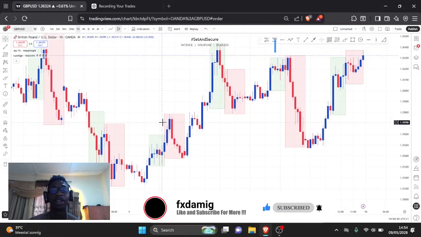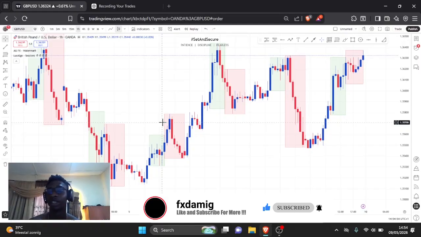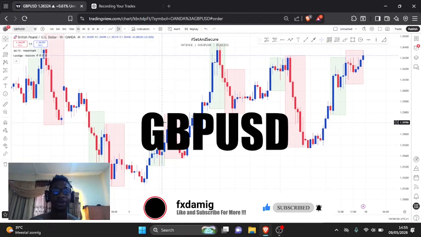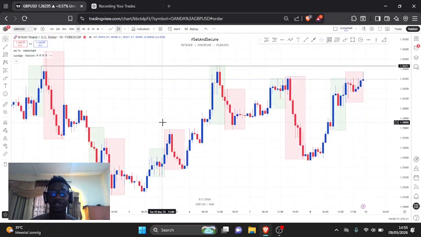Alright, my name is Alabanji. I've been a trader for the past 3 years now, and one of the pairs I've traded the most for over a year and a half now is the GBP USD pair. Why did I choose GBP USD? Because so far for me, GBP USD has one of the cleanest structures you can see out there. In my own terms, I love the GBP USD pair because it's very, very clean.